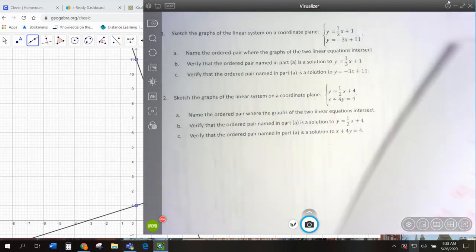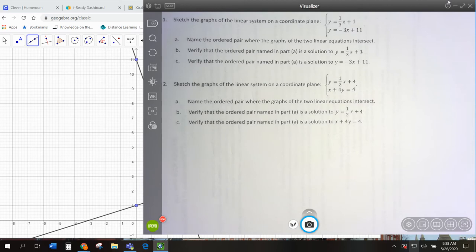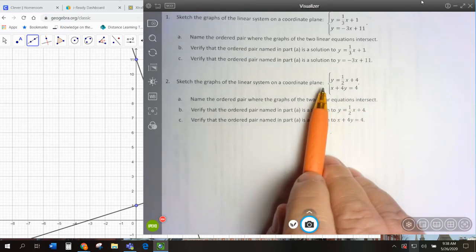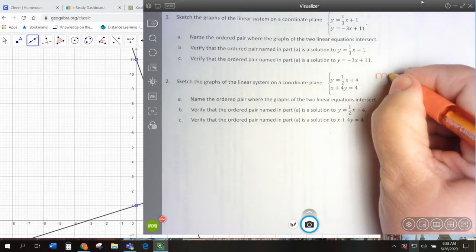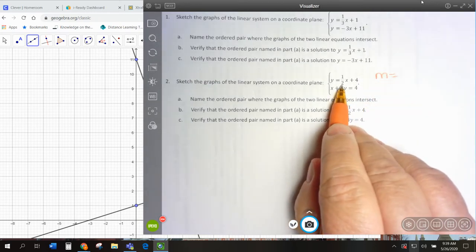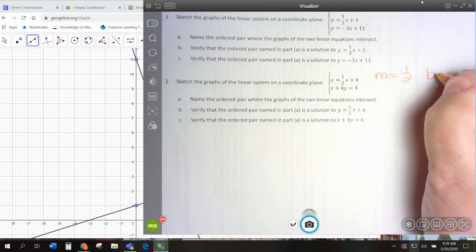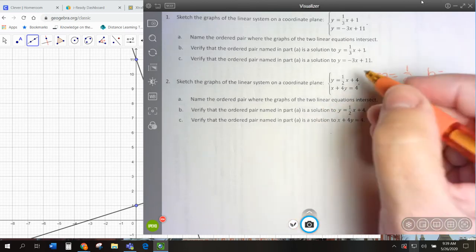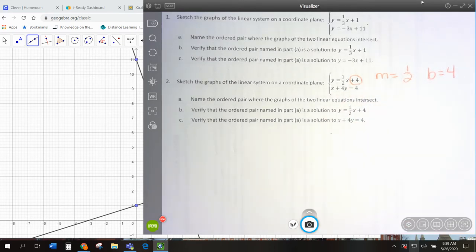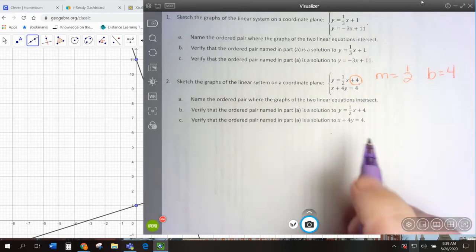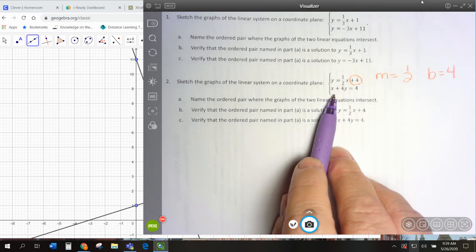So let's go on to number 2. Okay, let's do our M and our B. Our M is going to be 1/2. Our slope is 1/2. B, which is our y-intercept, is going to be +4. Now, this one is not written in slope-intercept form. It's written in standard form.